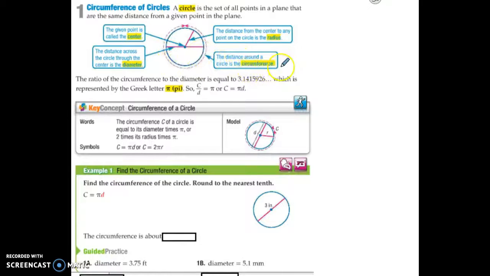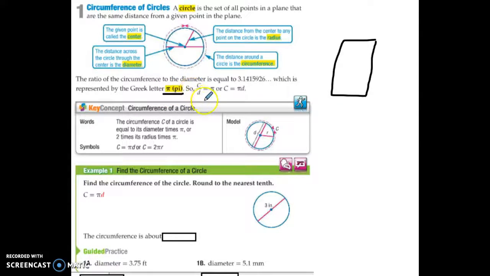We call it circumference though because perimeter deals with sides. If you have a rectangle, something like that, we would add all the sides together to get the perimeter. Well, we don't have sides in a circle, so we have a different formula, and we have to use a special number, pi.